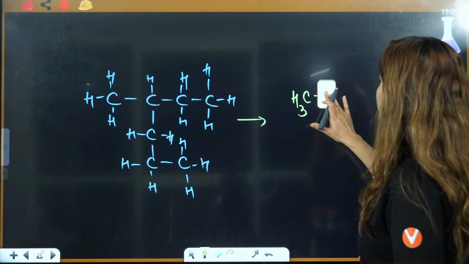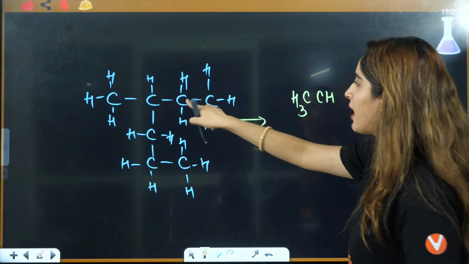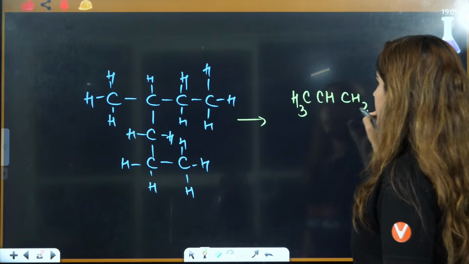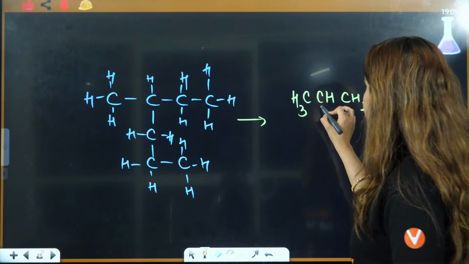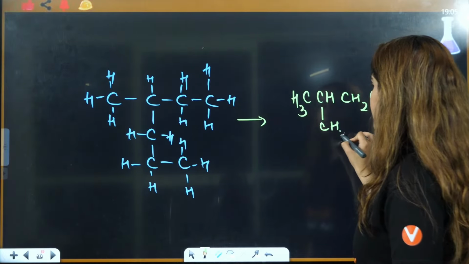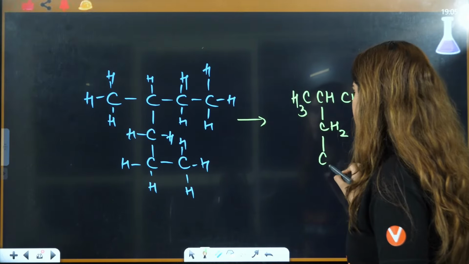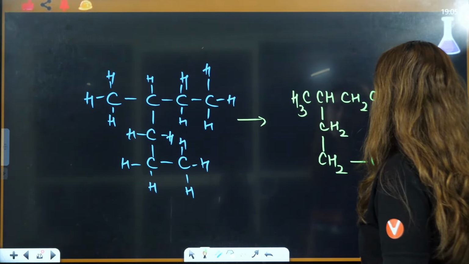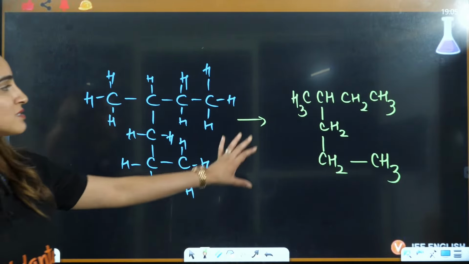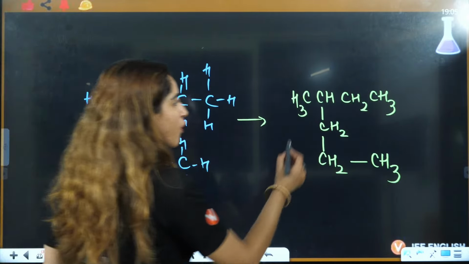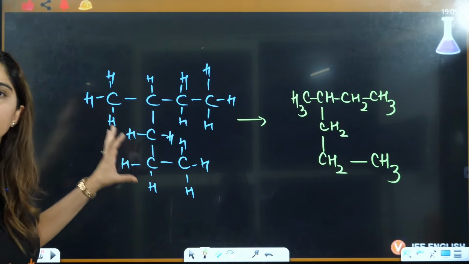You can also ignore this line here. You can just write it CH, because this is only one hydrogen. This is CH2, right? And this is CH3. This carbon is CH2. You can mention it here. This is CH2. And then you have CH2, then you have CH3. So this is your condensed formula. This is how you write it in the condensed form. And this is your full bond line formula.